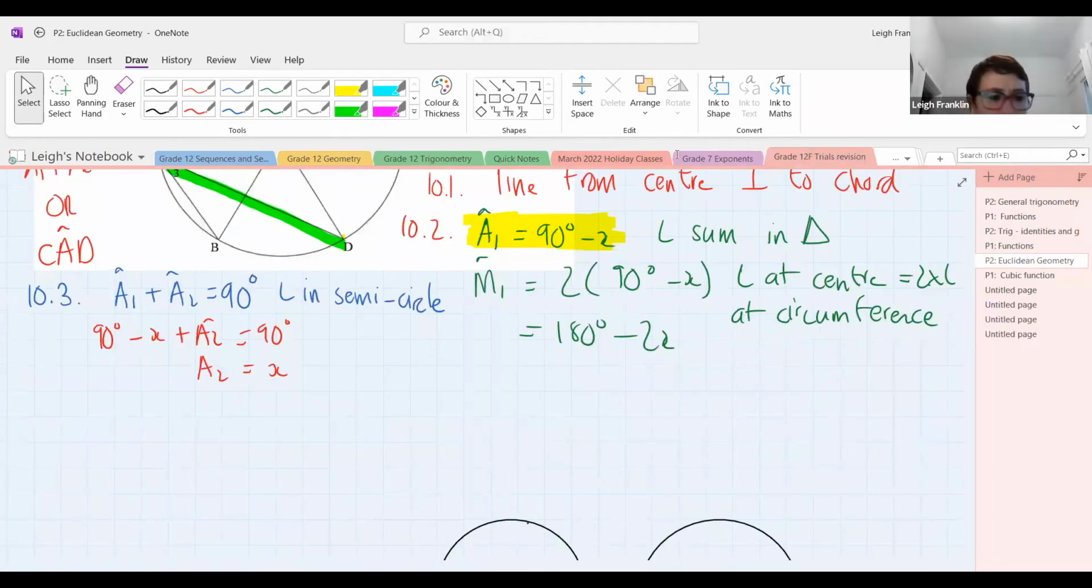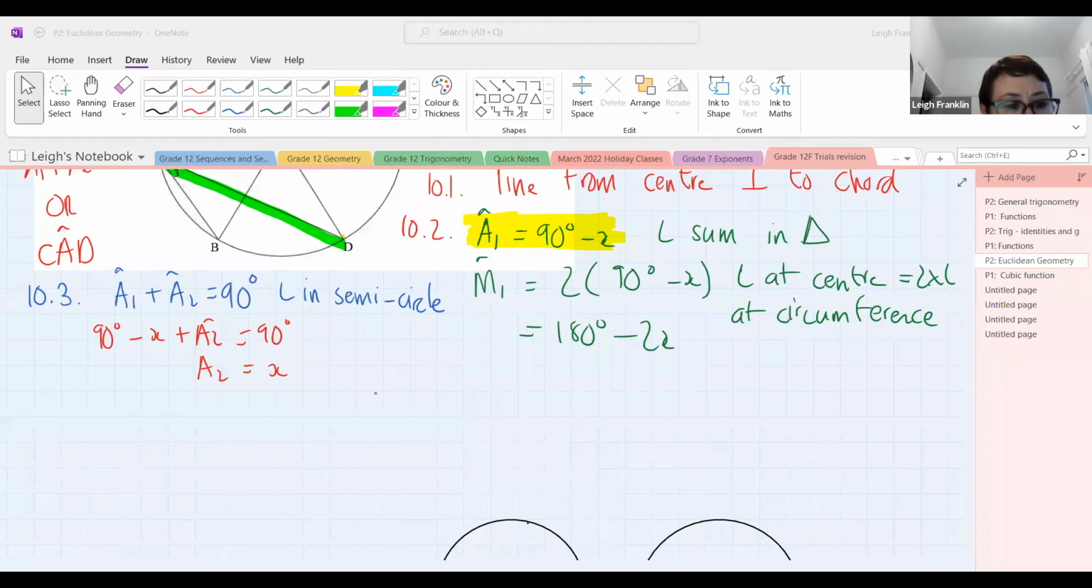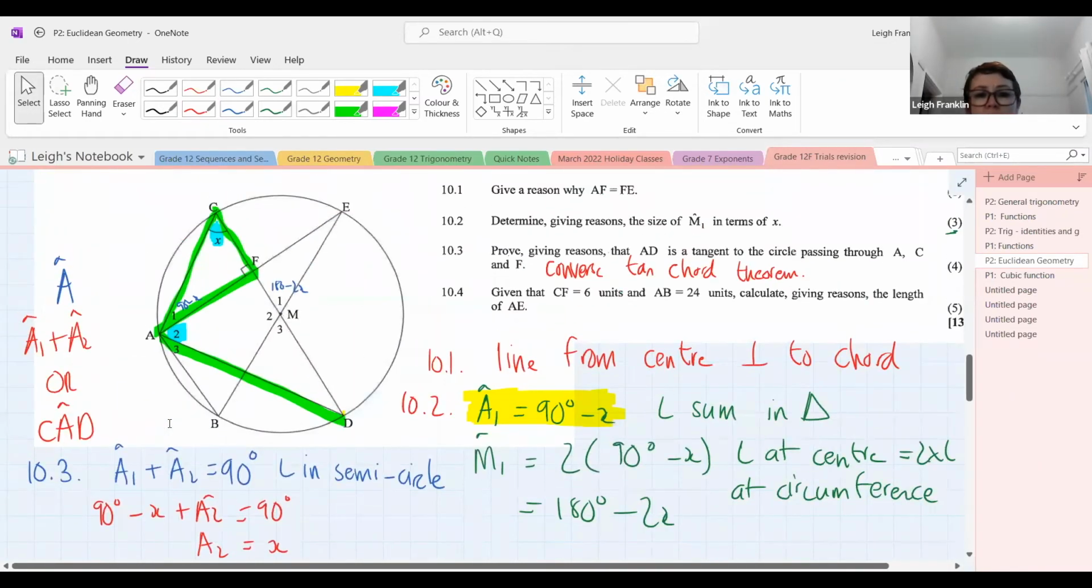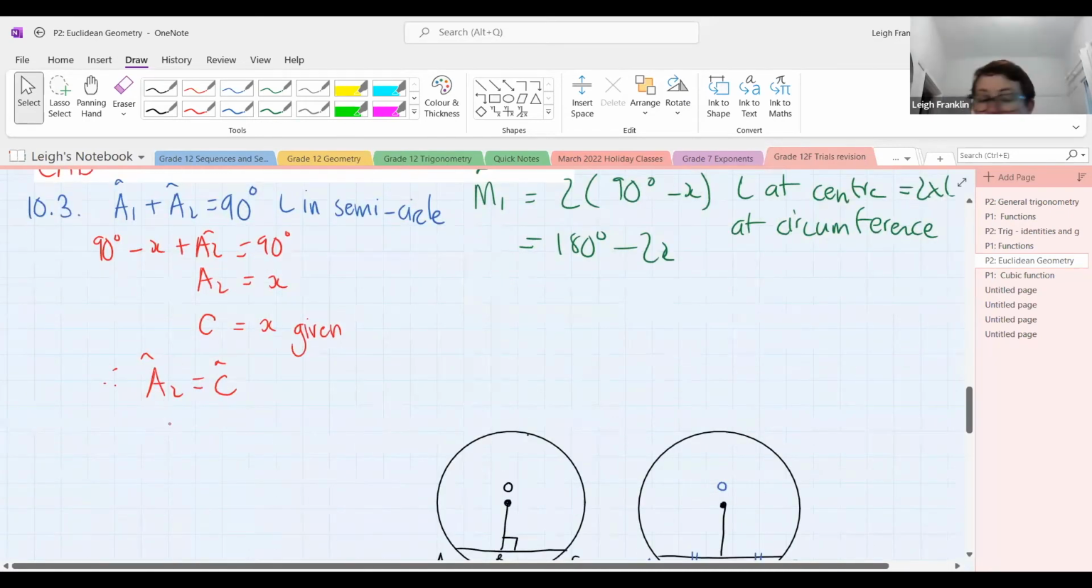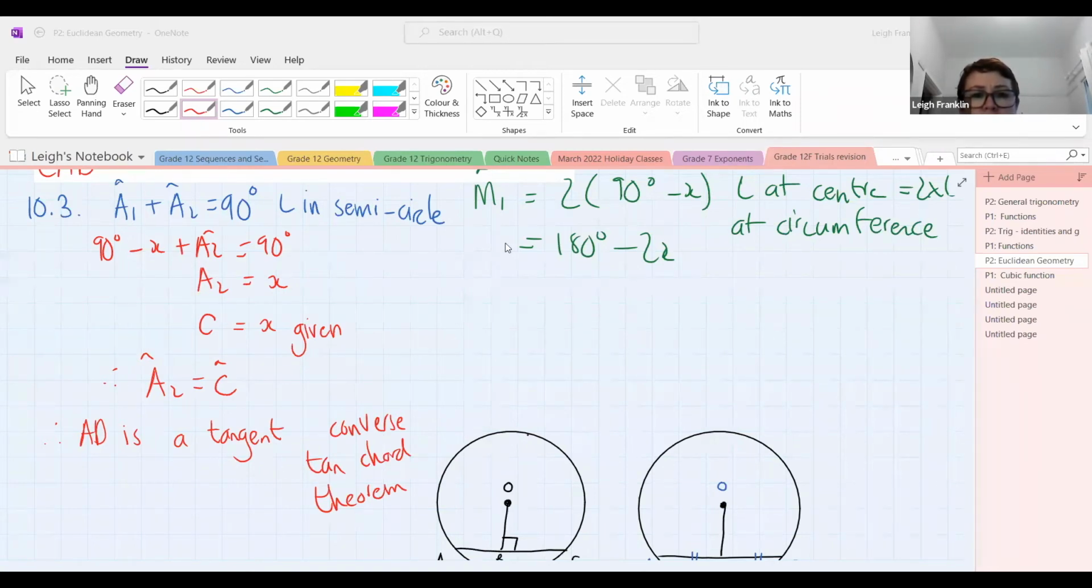All right, so we have proved that A2 is equal to X. So A2 is X and C is X, because that was given to us. So therefore, A2 equals C. It is very important for us to conclude that those two angles are equal. Therefore, AD is a tangent, by the converse tan chord theorem. Does that make sense to everyone? How are we feeling now?